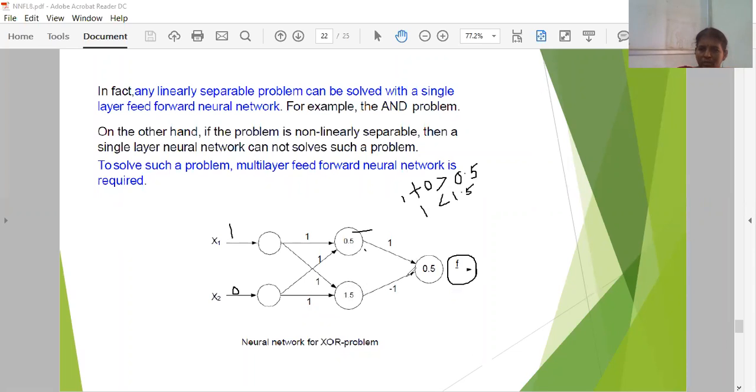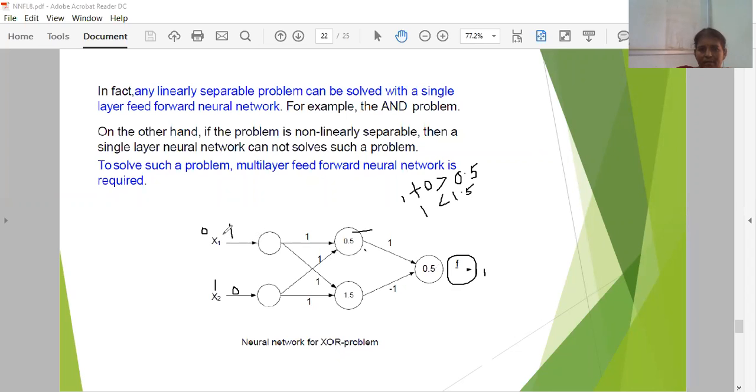So 0 into minus 1 plus 1 into 1, 1. 1 is greater than 0.5. So your output will be 1 value. Similarly, if you are considering the case of 0 and 1, you need to cross check every step, and whether your output is 1 or 0, you need to clarify.